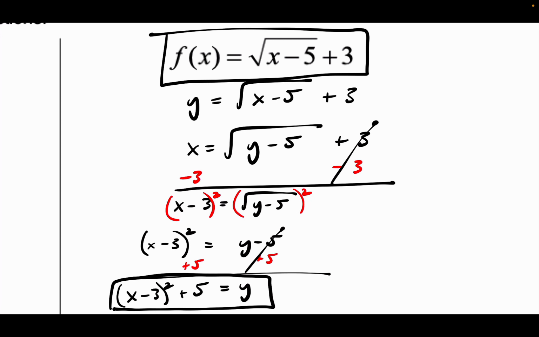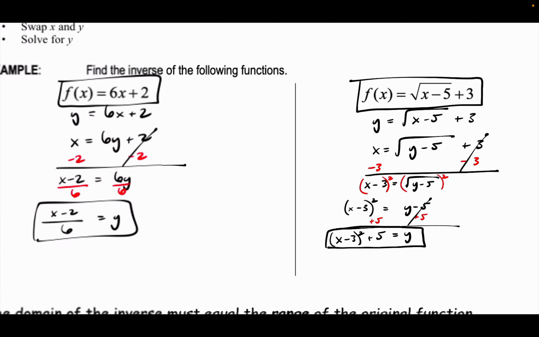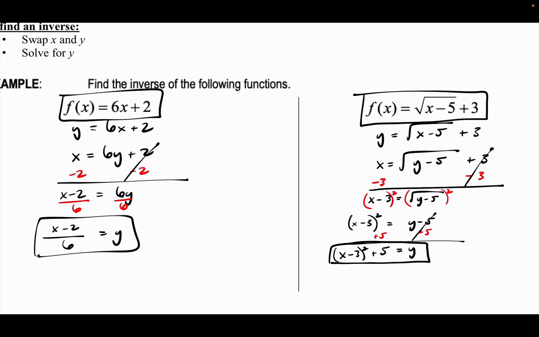This one has a plus 5. What's the opposite of a plus 5? Minus 5. Right? This one has a plus 3. What's the opposite of a plus 3? Minus 3. It's completely opposite. Inverse is just an opposite. Okay? So that's where inverses come from. That's how to find inverses. Again, that's more of a math 3 thing.